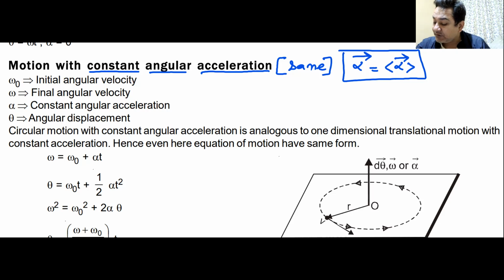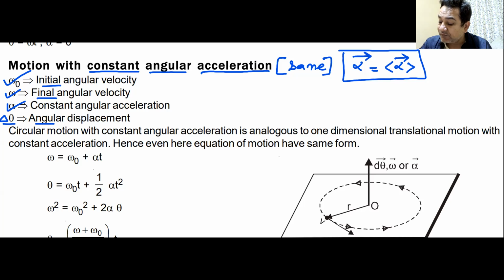The first term that you see is omega naught, which is the initial angular velocity. You can call it omega 1 as well, doesn't matter. Then you have omega, which is the final angular velocity. You can call it omega 2. Alpha is the constant angular acceleration. And instead of writing theta, let us write delta theta, delta standing for change, so delta theta is the angular displacement.